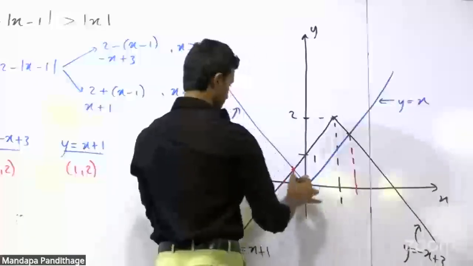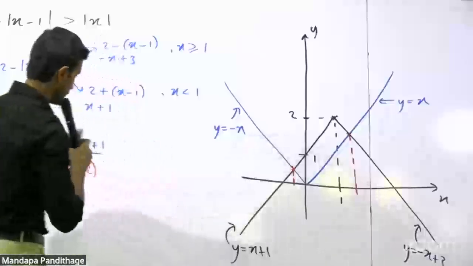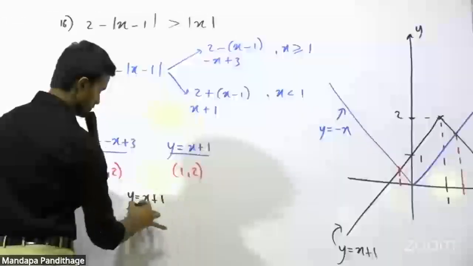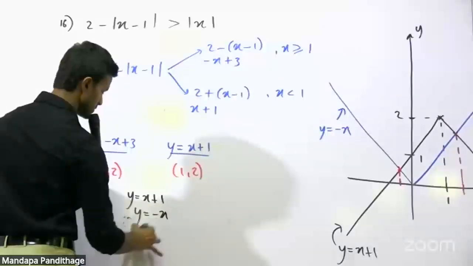Find the two intersection points that you can do. So I'll find one intersection point. Let's find this one. So over here, when you find it, y equals x plus 1 is equal to y equals minus x.